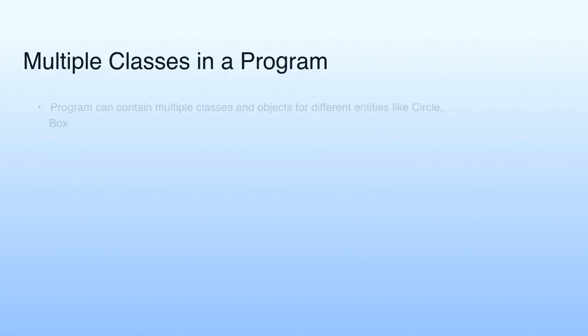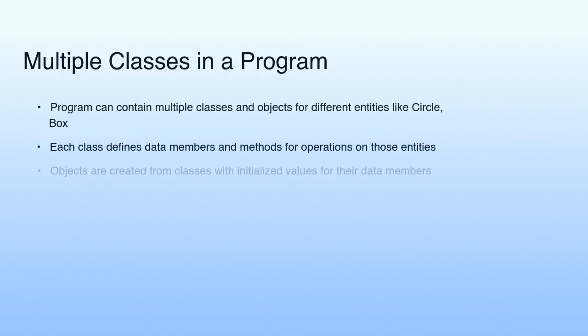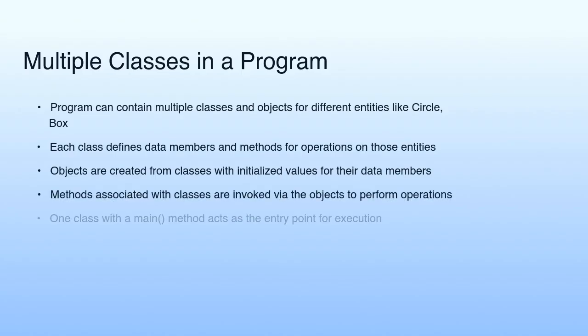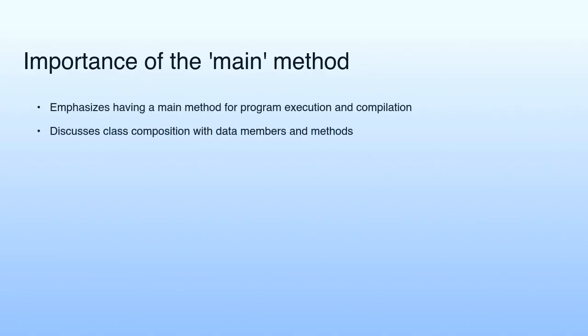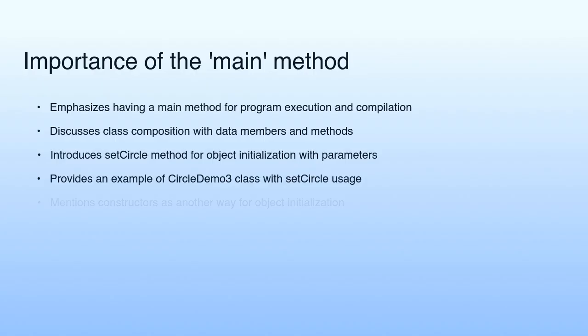A program can contain multiple classes, each defining the data members and methods for different entities, such as Circle and Box. Objects are created from these classes with initialized values, and their associated methods are invoked to perform operations. Every Java program must have a main method, which serves as the entry point for execution and compilation. This method typically resides within a class that also contains data members and other methods related to the program's functionality.